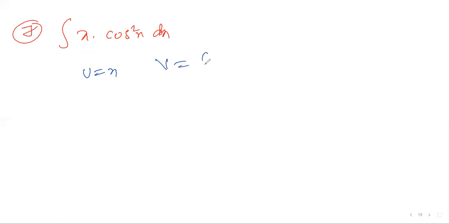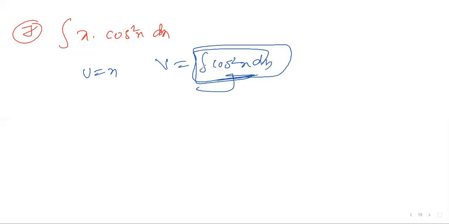We'll move on to the seventh one. Seventh one, similar: x into cos square x dx. Now please take u similarly as x, v is equal to integration of cos square x dx. If you don't know how to do this, please go back to the previous first exercise, second exercise. You can get clarity on that. Yes, sir. Okay. Next.